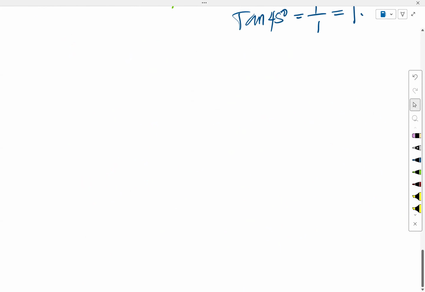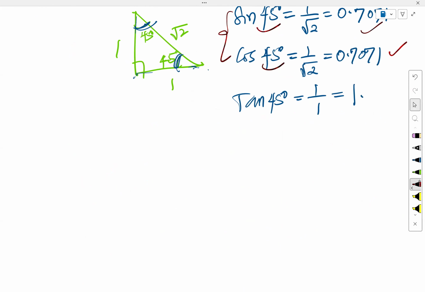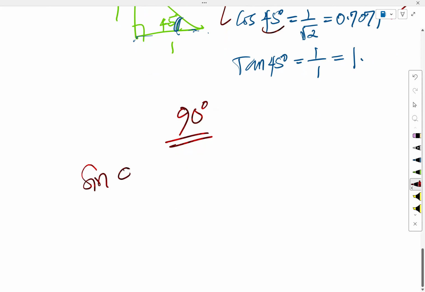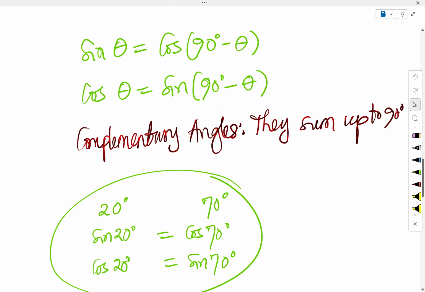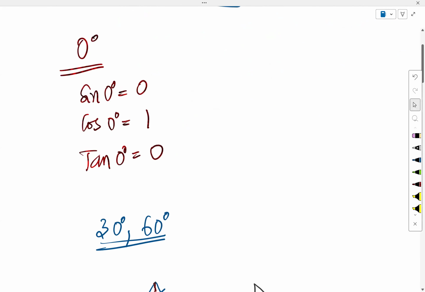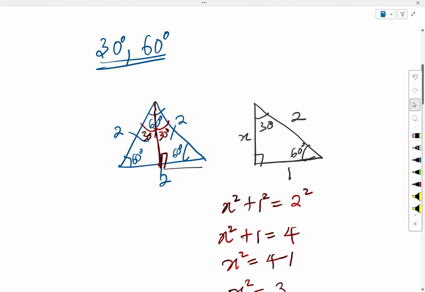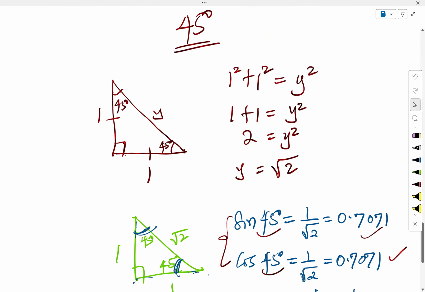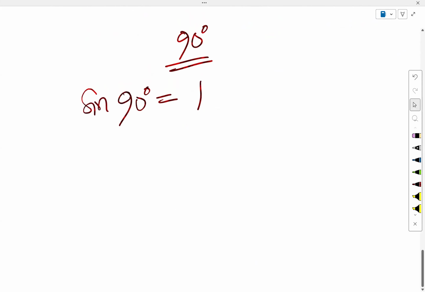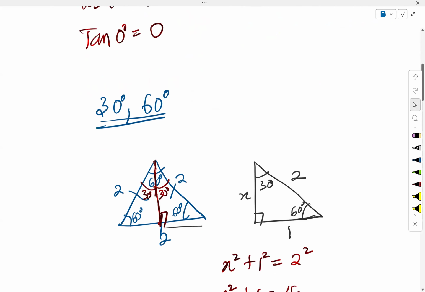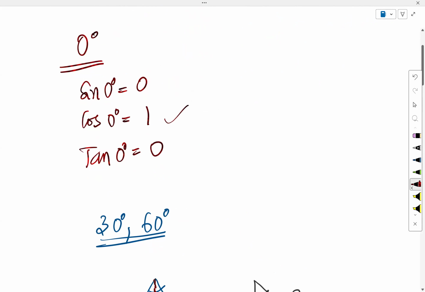So for 90 degrees, I won't bother establishing a proof. I'll just state the results. For 90 degrees, you should understand that sine 90 degrees is equal to 1. Of course, don't forget that the angle that complements 90 degrees is 0. So you see that sine 90 degrees is 1, because cos 0 degrees is 1. Can you see? Cos 0 degrees is 1. So automatically, the angle that complements 0 is 90. So if cos 0 degrees is 1, then the sine of 90 will also be 1.